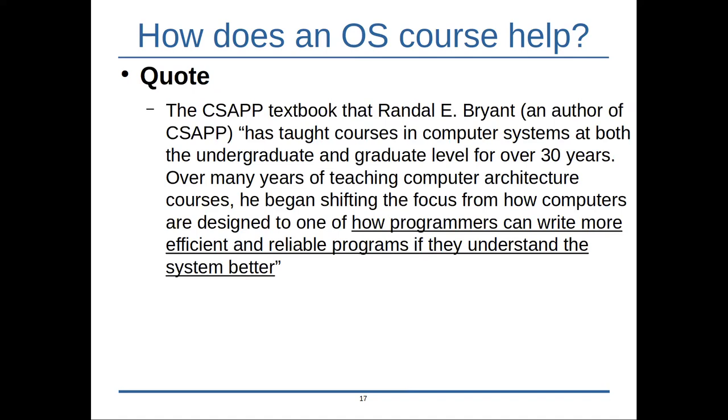So also, just one quote from the CS:APP book that I mentioned for the memory allocator. One of these authors, Randal Bryant, was teaching graduate and undergraduate courses for 30 years, right? And he was teaching computer architecture courses, and he realized that we have to change the way that we teach computer systems, that it's very, very important to explain to future programmers how that works, right? Because programmers will be able to write more efficient and reliable programs if they understand the systems better. So if you know how the OS works internally, you can write programs better, right? So that's what's important, and it doesn't matter what field you're working in. I think you can make this case for almost any field.